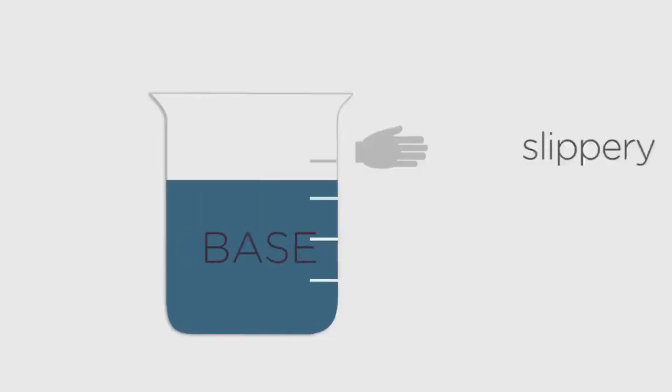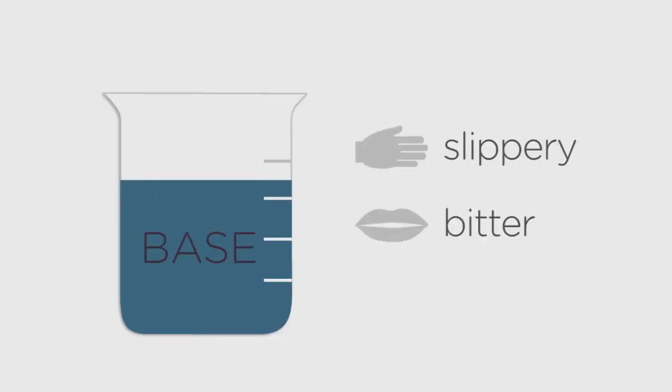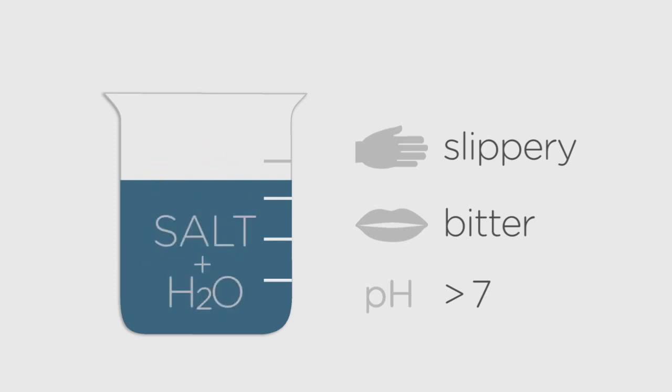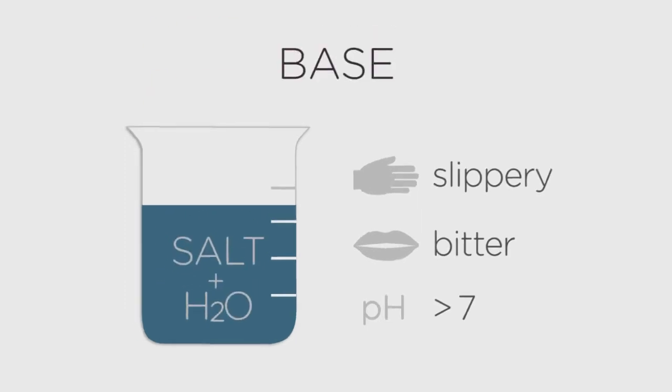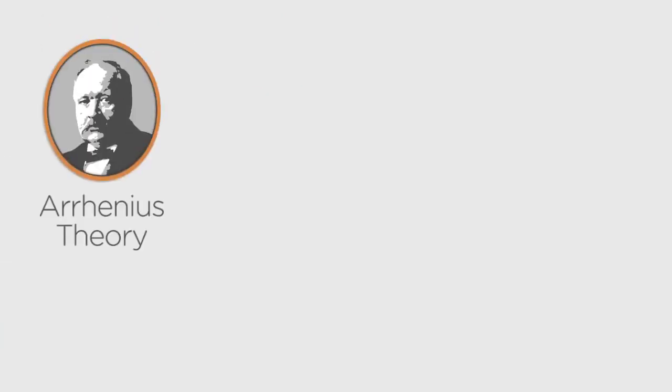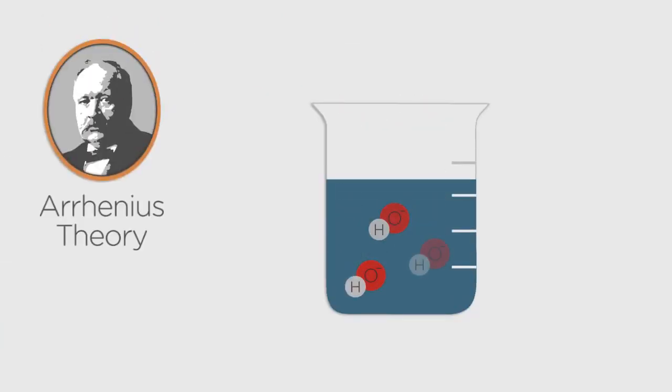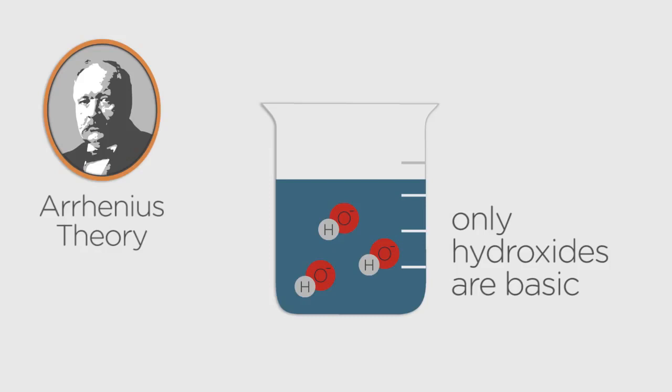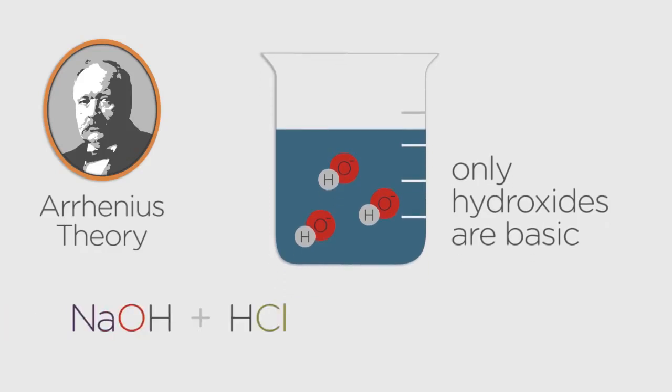A base forms a slippery aqueous solution, tastes bitter, has a pH above 7 and reacts with acids to form salts. There are many definitions for bases. In Arrhenius theory, a base dissociates in water to form hydroxide ions. The Arrhenius definition is a very narrow definition in which only hydroxides are basic. We can see that bases react with acids to produce water and salt.